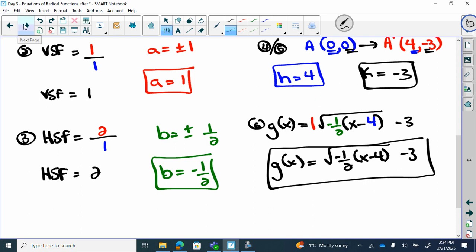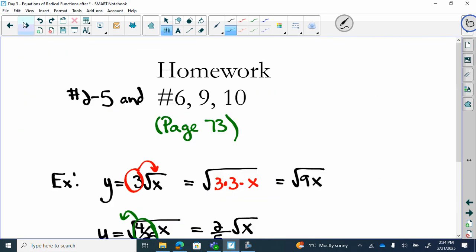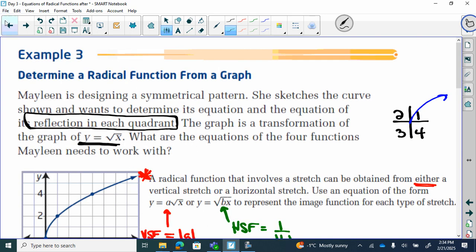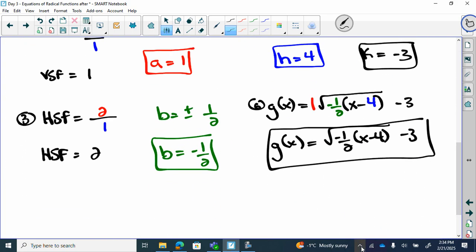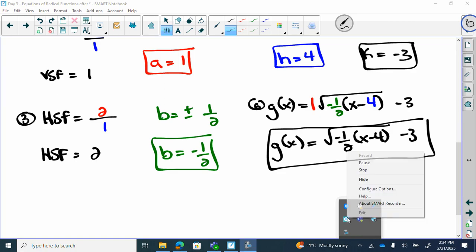I think we're good too. These are the questions I'd like you to do: 2, 5, 6, 9, and 10 on pages 72 and 73. So questions 2 to 5, that's practicing with the sketching, the transforming. 6, 9, and 10, that's more of... No, my B value was negative 1/2. Reciprocal. Good?